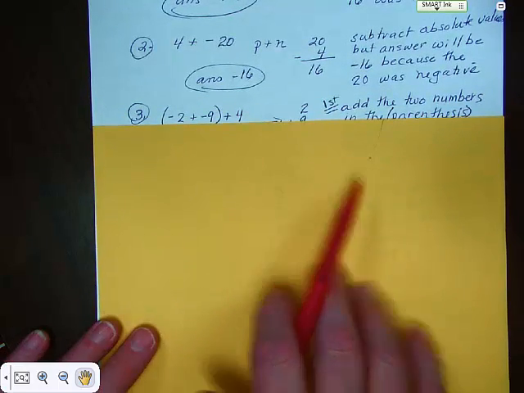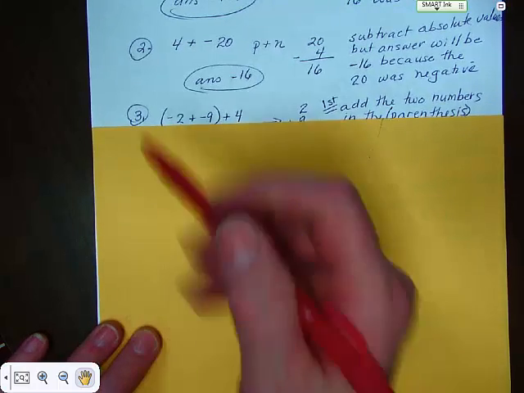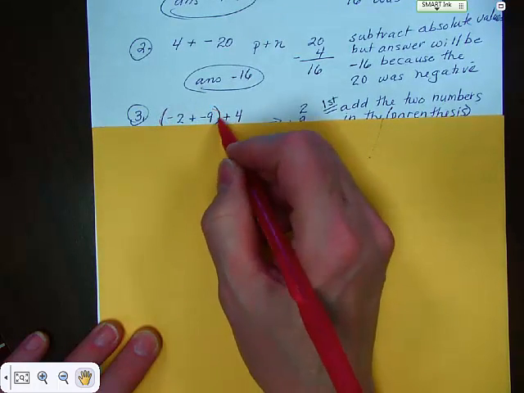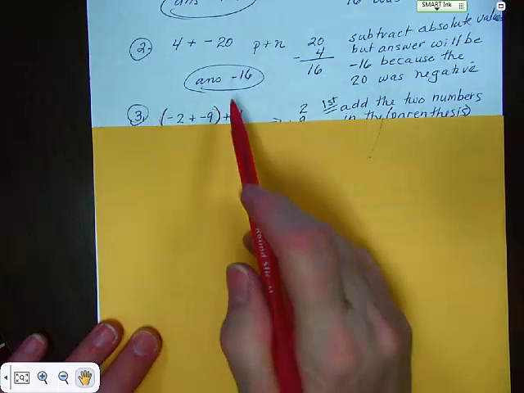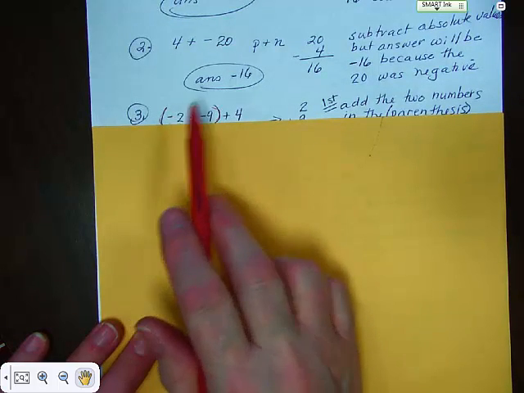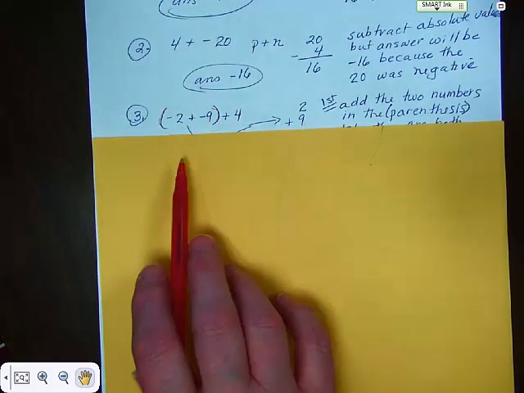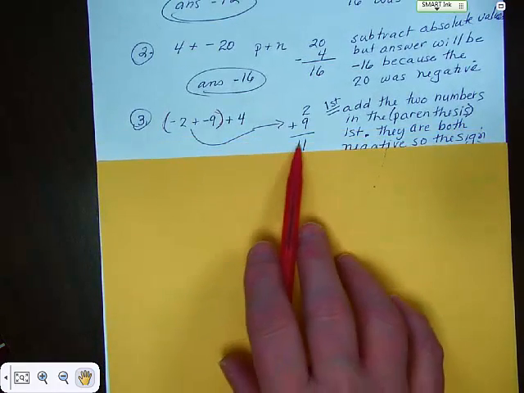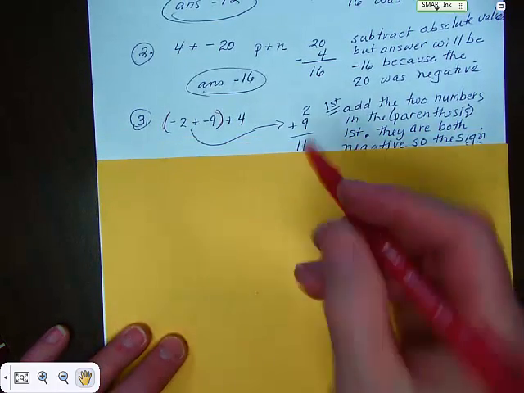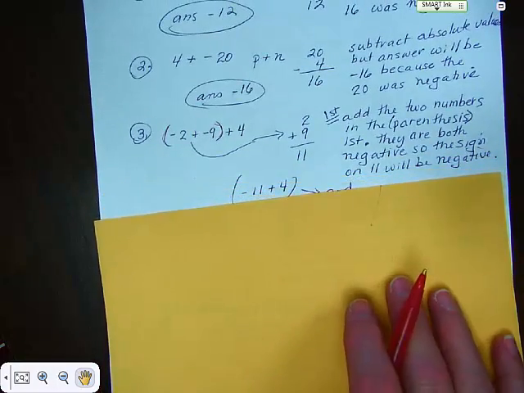Here we have negative 2 plus negative 9. It's in parentheses, so we have to do that first, and then we'll deal with the 4. So negative 2 plus a negative 9, they're both negatives. So 9 plus 2 is 11. So our answer is going to be a negative 11.